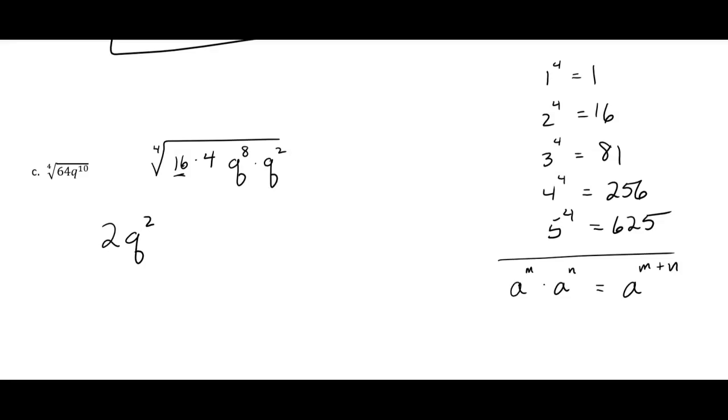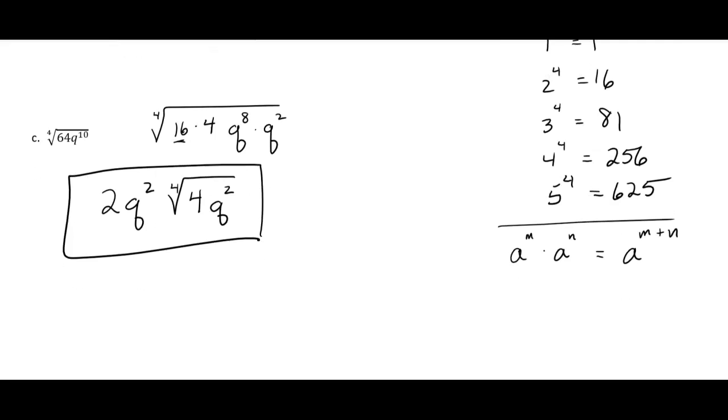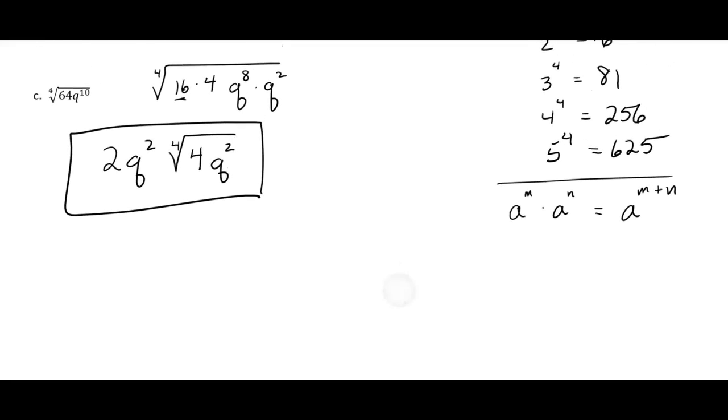So I'm going to ask, do I need absolute value? No, because it's squared. All right. And then I'm going to have the 4th root. I'm going to have a 4 inside, and I'm going to have a q squared. And so that's going to be it. And that's what we've got. All right.